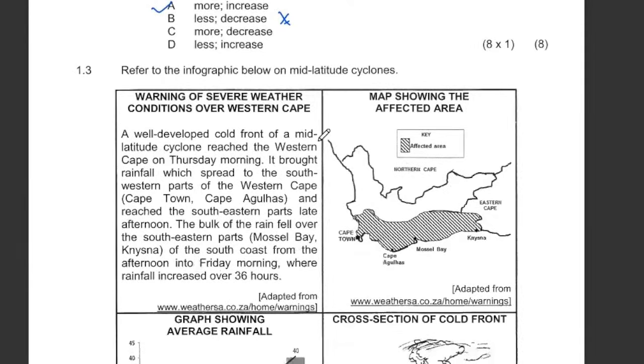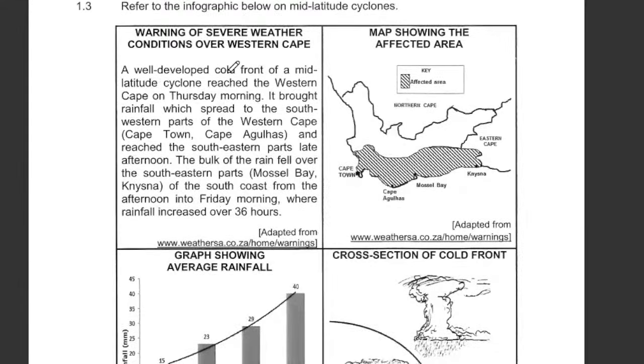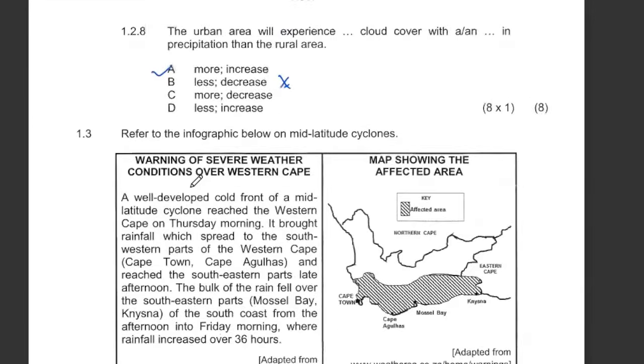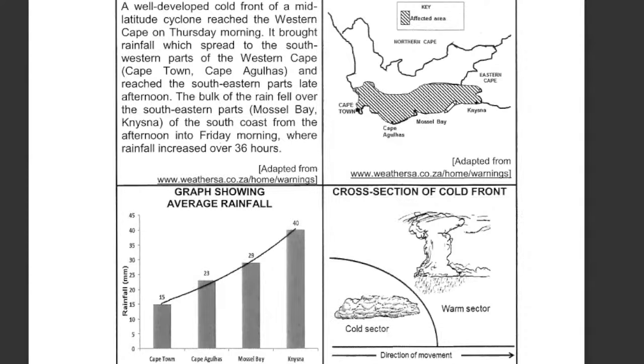With the infograph, there is a well-developed cold front from the mid-latitude cyclone that reached the Western Cape on Thursday morning. It brought rainfall, which spread to the southwestern parts of the Western Cape, Cape Town and Cape Agulhas, and reached the southeastern Cape late afternoon. The bulk of this rain fell over the southeastern parts, Mossel Bay, inside the southwest coast of the south coast, from the afternoon into Friday morning, where rainfall increased over 36 hours. The graph is indicating how it happened. According to the infograph, Cape Town, Cape Agulhas, which is also the way it increased, the map and the cross-section.